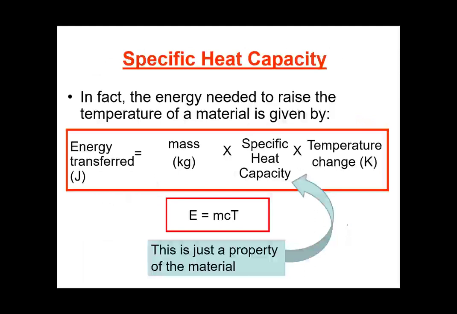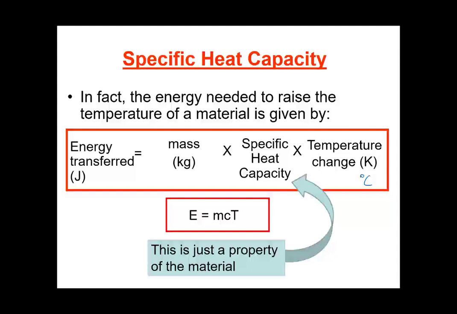So let's look at specific heat capacity. So we have an equation for this. The amount of energy that it takes to heat something up by a certain temperature is equal to the mass in kilograms multiplied by this special constant called the specific heat capacity, multiplied by the change in temperature. Note, they've given us Kelvin. Kelvin is essentially the same as degrees Celsius. You can also use degrees Celsius for this here.